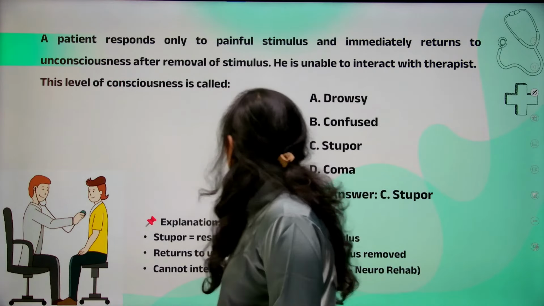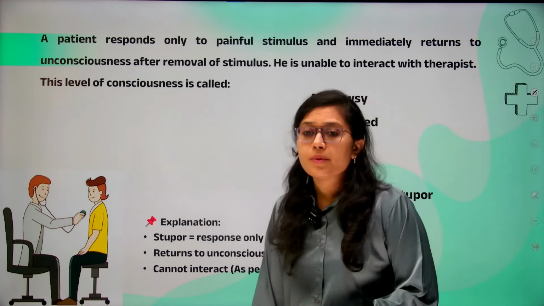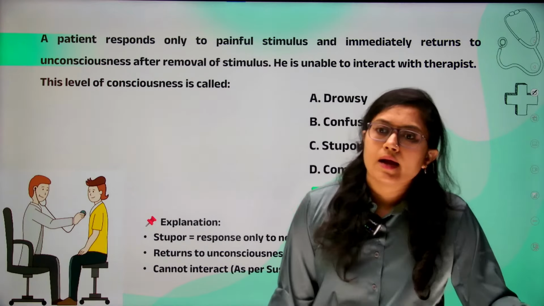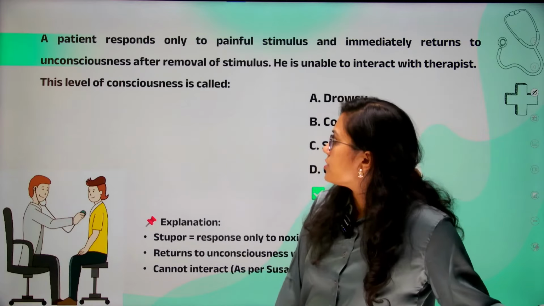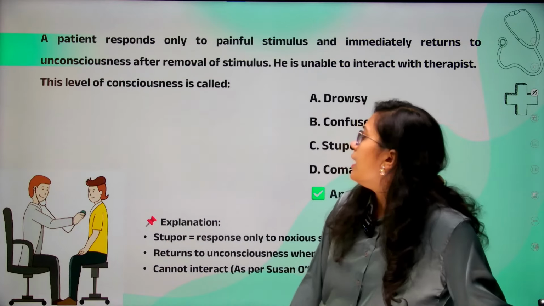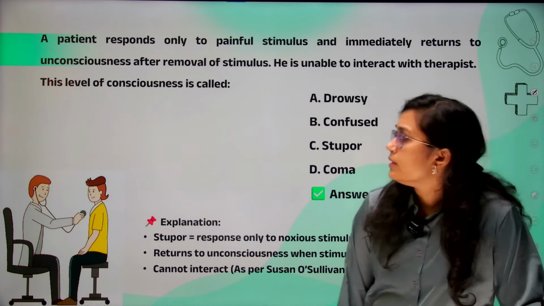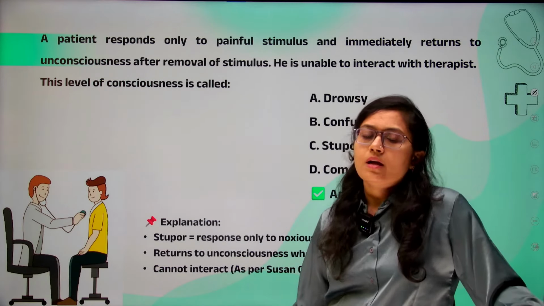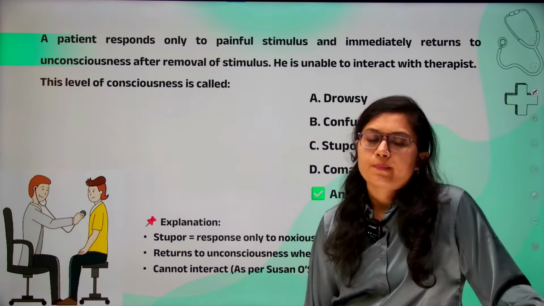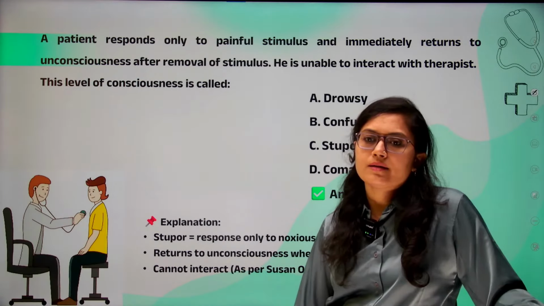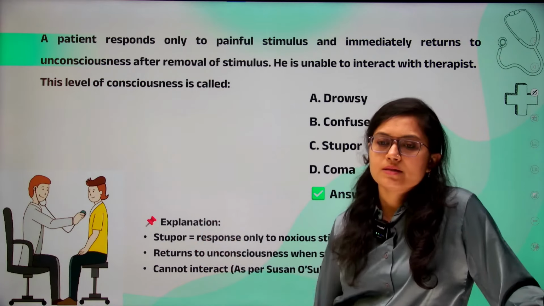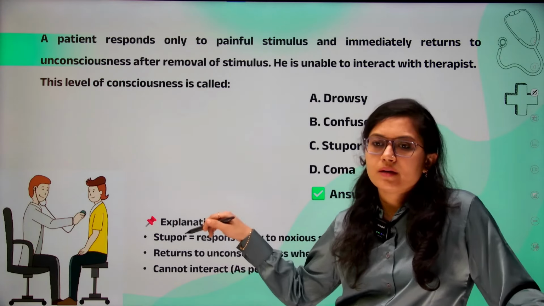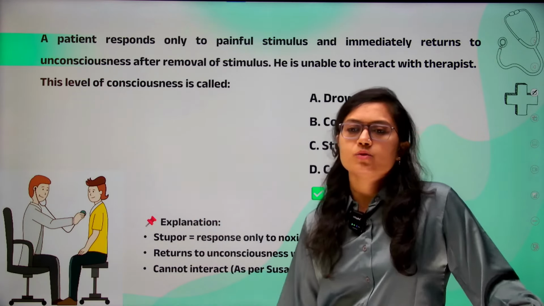Okay, now the question. A patient responds only to the painful stimulus and immediately returns to unconsciousness after removal of the stimulus. He is unable to interact with the therapist. This level of consciousness will be called drowsy, confused, stupor or coma. Now you tell me what would be the correct answer, as I had given an explanation also. Next time I'll make sure that the answer would be on the next slide.